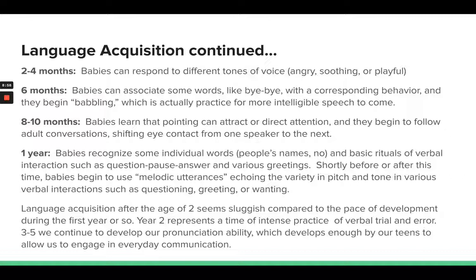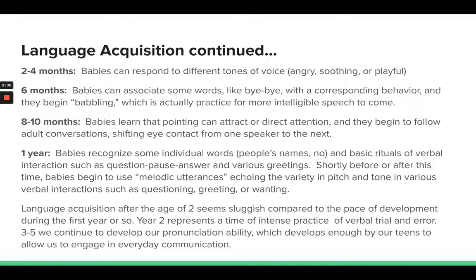Language acquisition: at 2 to 4 months, babies can respond to different tones of voice. At 6 months, babies can associate words like bye-bye with the corresponding behavior and they begin babbling. At 8 to 10 months, babies learn that pointing can attract or direct attention as they begin to follow adult conversations. They also may make more eye contact. Babies at 1 year recognize some individual words. They may remember people's names. They usually remember no and basic rituals of verbal interaction.